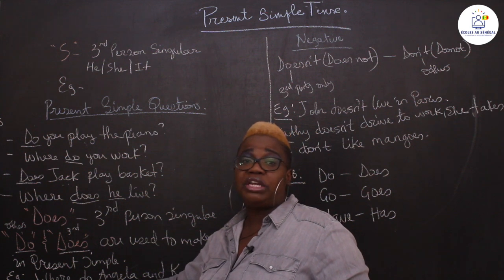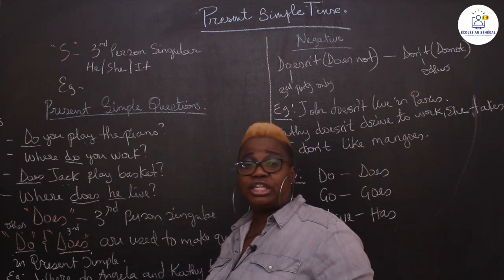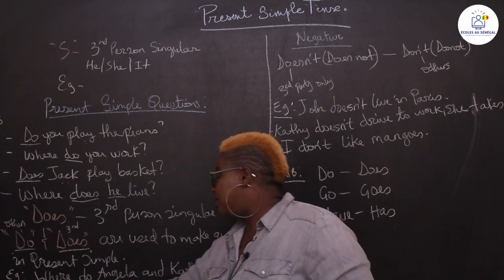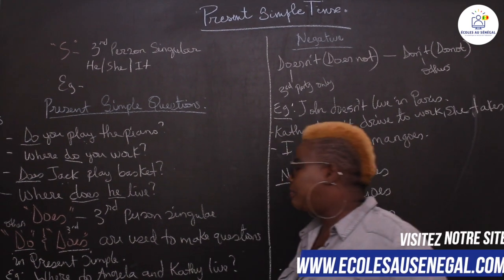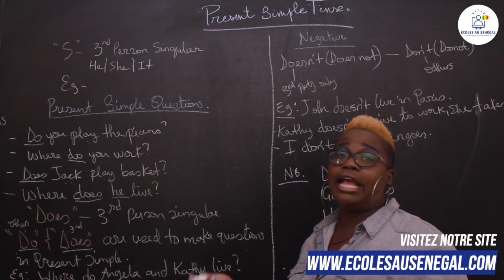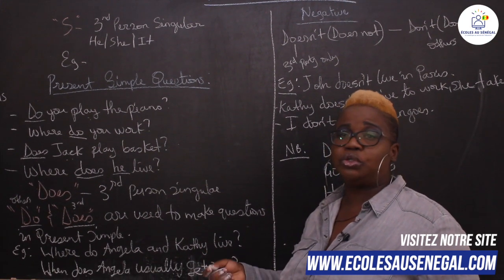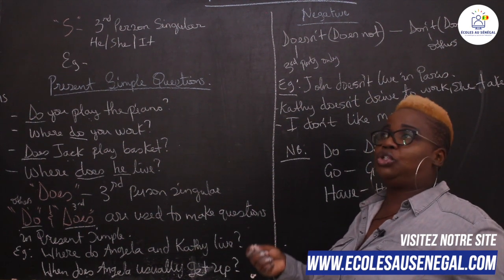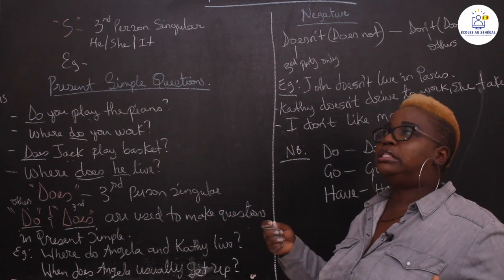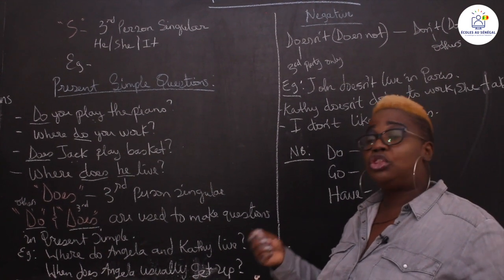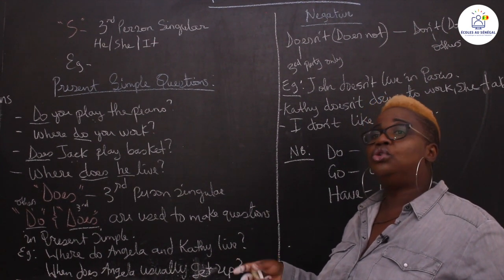You say, where do they live? You don't say, where do Angela and Kathy live? That's a question. But you can say, when does Angela usually get up? When does Angela usually come? So when you're formulating a question, it is either do or does. If it's a third person singular for a question, you use does.